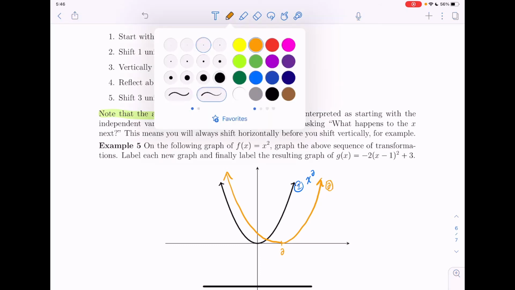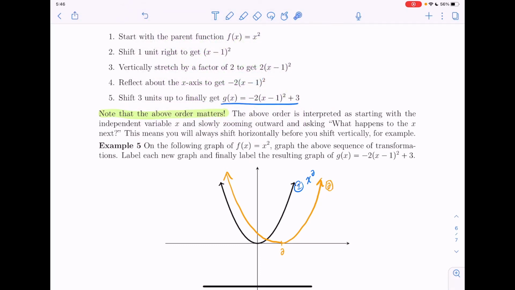Then I'm going to use a different color, and we're going to do step 3. Step 3 says vertically stretch by a factor of 2. So that's going to pull everything upward. And so a sketch of that might look something like this.